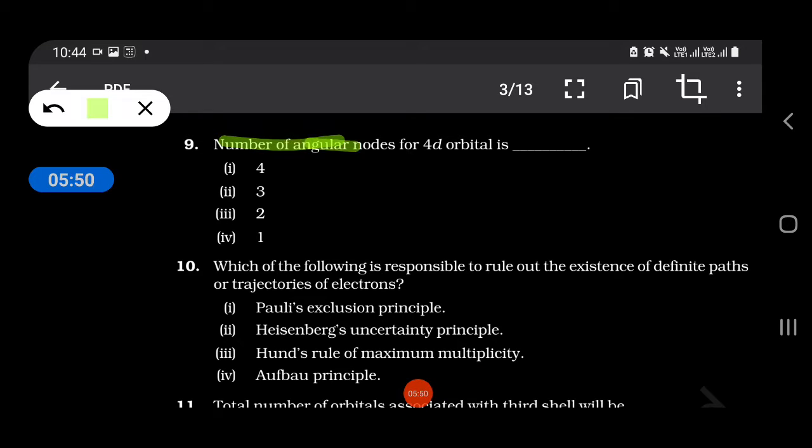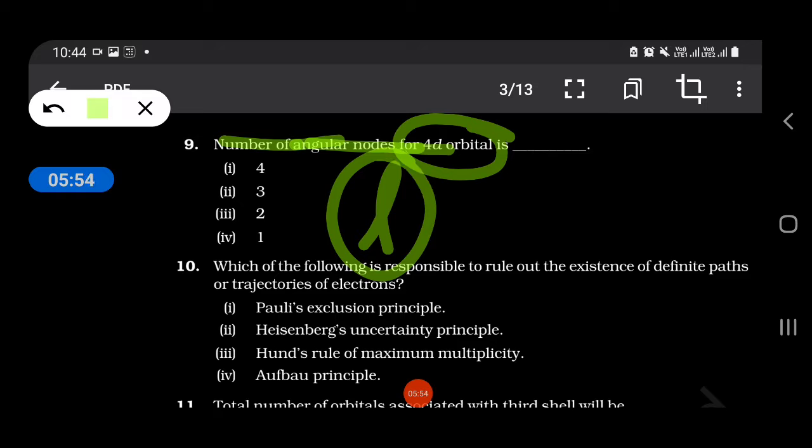The number of angular nodes of 4d orbital. The angular nodes formula is only l. So angular nodes for s, p, d orbitals are 0, 1, 2. For d it is 2. So our answer is 2.